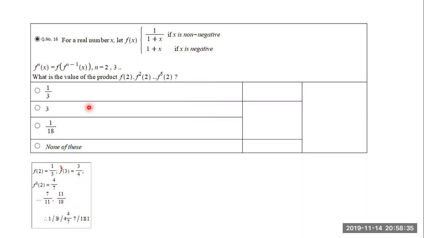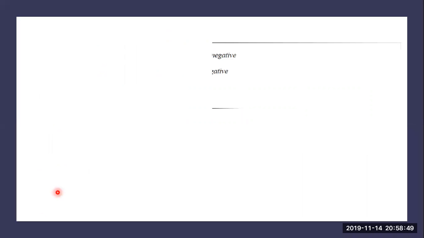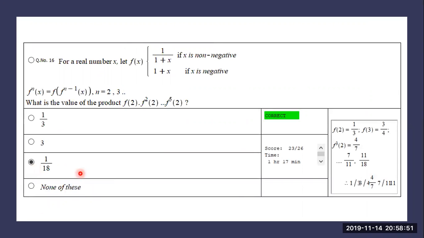Understand? 3 and 3 get cancelled, 4 and 4 get cancelled, 11 and 11 get cancelled. Therefore, ultimately you will be left with only 1 by 18. 11 also gets cancelled, right? So the answer is 1 by 18. Clear? Okay.